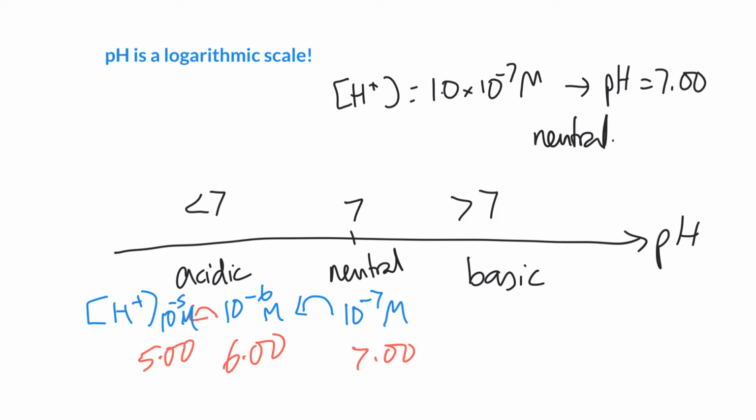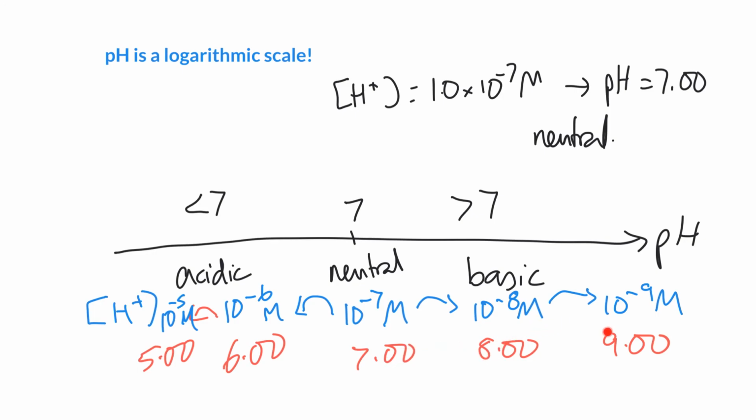And if we go the other way to basic solutions, so if we make the H plus concentration 10 times smaller, now it becomes basic, and if we calculate the pH there, we'll see 8. And so on. If we make the H plus concentration 10 times smaller again, so 10 to the minus 9 molar, we've divided that by a factor of 10, the pH goes up by 1 unit. So again, we can see it's basic when the pH is greater than 7, and it's acidic when it's less than 7, and each change of pH by a unit corresponds to a change of H plus by a factor of 10.